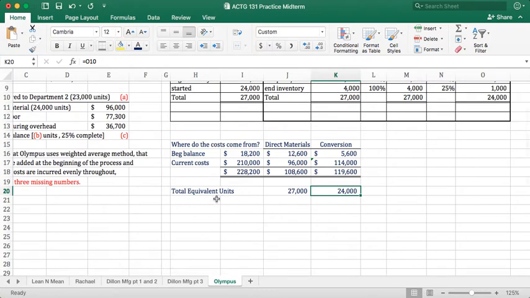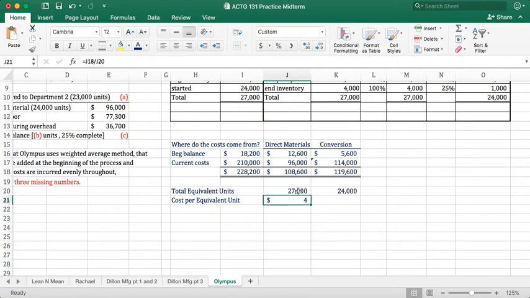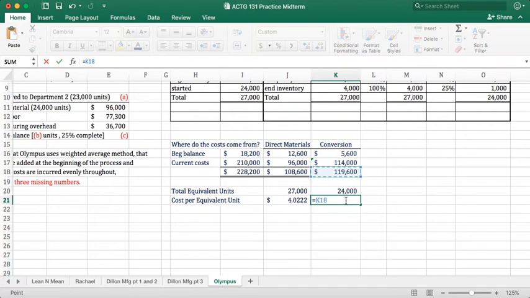So the cost per unit, or equivalent unit, is the 108,600 divided by the 27,000 units. And let's extend this out just a bit. Let's use 4 places. And do the same for conversion.